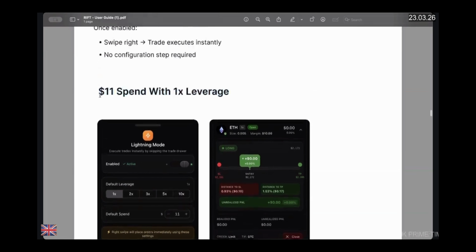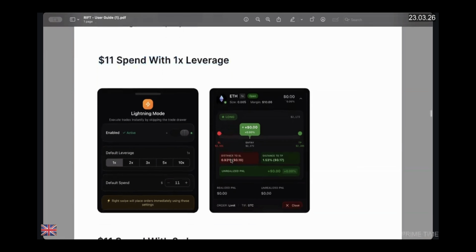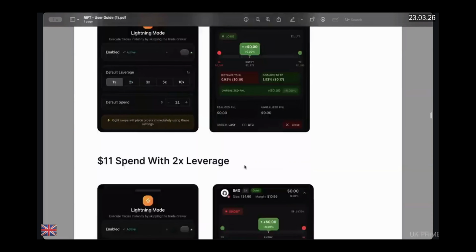So we will see an example scenario from $11, which is the minimum spend per trade with lightning mode. With $11 spent at 1x leverage, the profitability that we see is 17 cents. This is a trade without leverage, and the distance to stop loss is 10 cents. So you can potentially make 17 cents and potentially lose 10 cents in terms of stop loss. This is the ratio an $11 trade without any leverage can bring you.